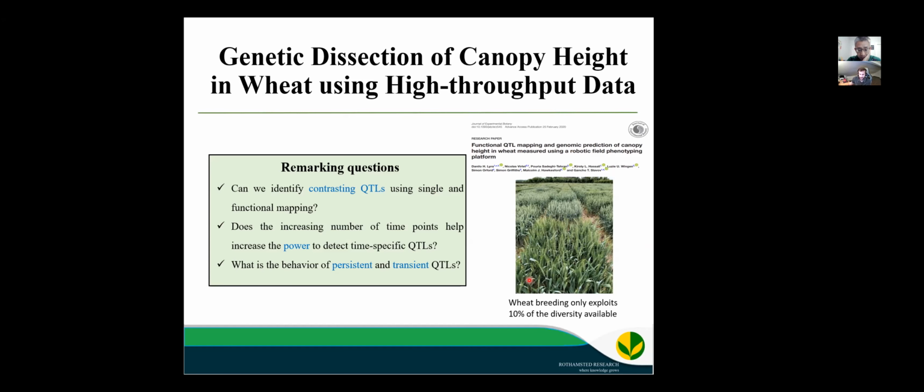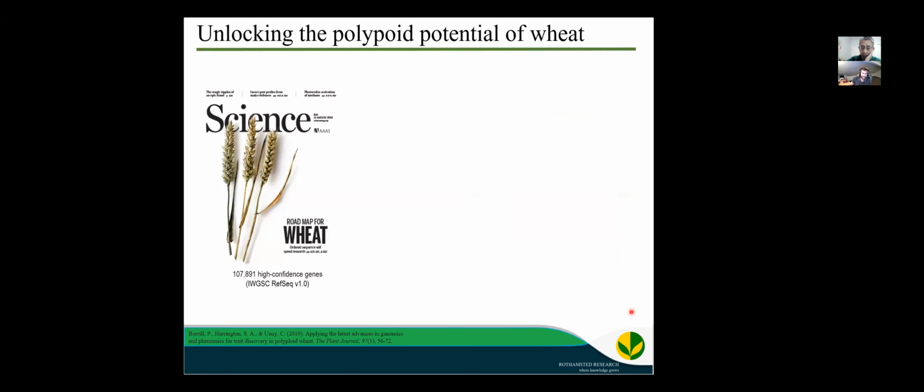I just mention here, as you can see, wheat breeding only exploits 10% of the genetic diversity. That's why I bring the next slide on wheat. Why study wheat? Why is wheat so exciting? Because of this publication in Science. Again, we're always trying to find new genes, their annotation, what's their function, and of course, they're polyploid.